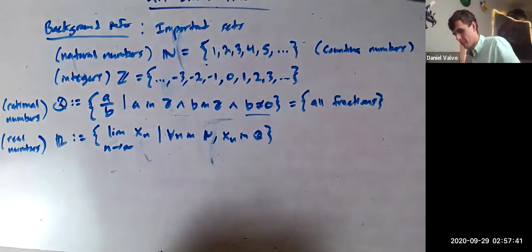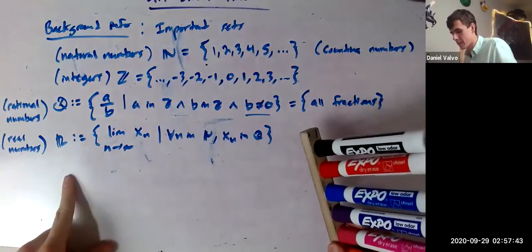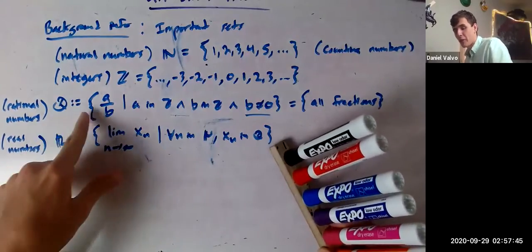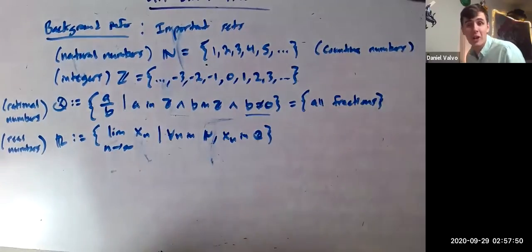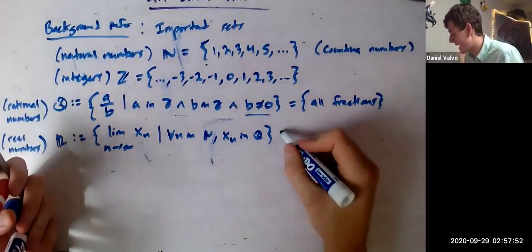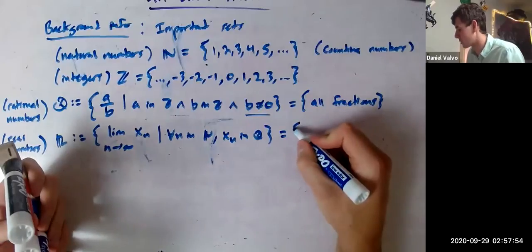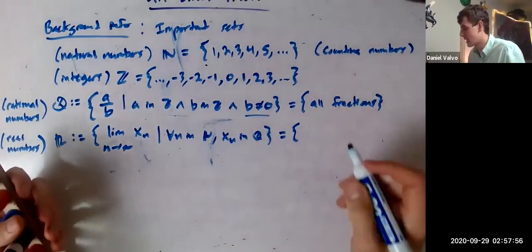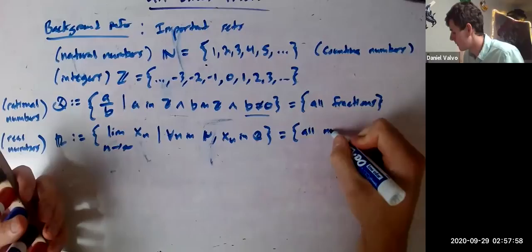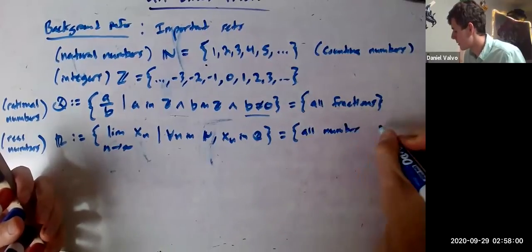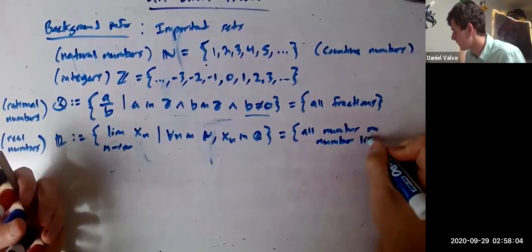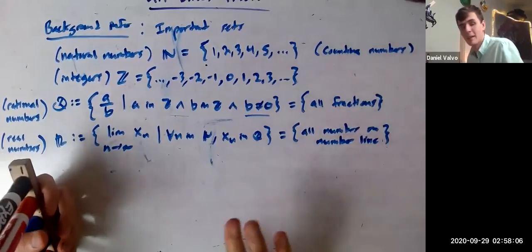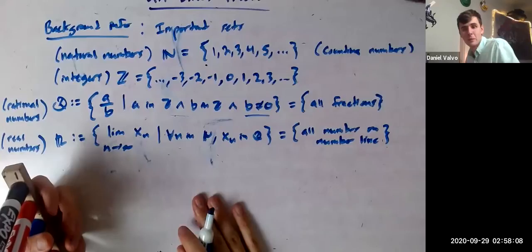Good. So, yes, the rational numbers are just fractions with integers. Real numbers are limits of rational numbers. You don't need to know that. This is just some high-level technique stuff. What real numbers really are, the thing that you can think of it as, is all numbers on the number line. That's all they are, right?